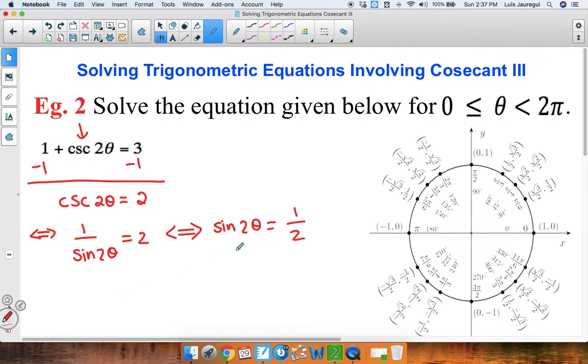Now, let's go ahead and introduce a new variable, alpha. So let alpha be equal to 2 times theta. Then this equation becomes sine of alpha is equal to 1/2.